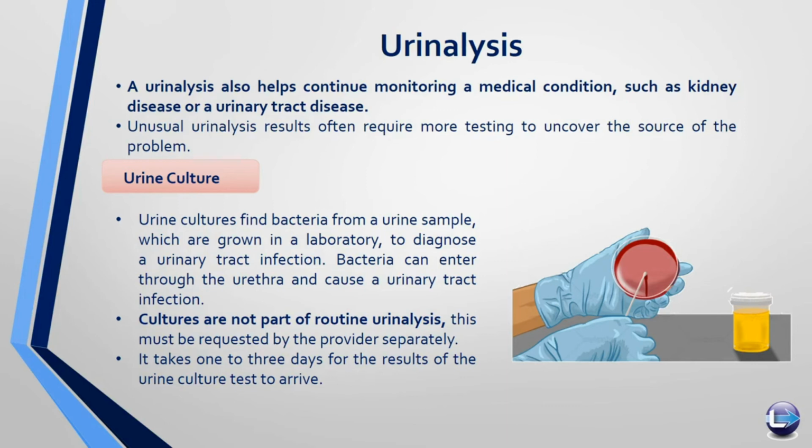Urine culture. Urine cultures find bacteria from a urine sample, which are grown in a laboratory, to diagnose a urinary tract infection. Bacteria can enter through the urethra and cause urinary tract infection. Cultures are not part of a routine analysis. This must be requested by the provider separately. It takes 1 to 3 days for the results of the urine culture test to arrive.